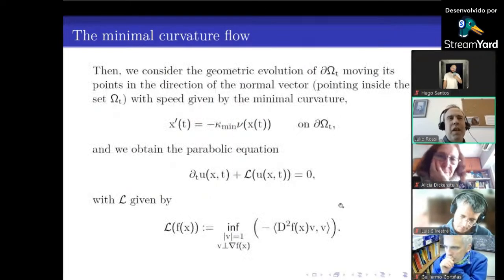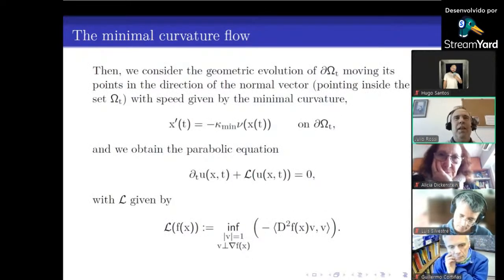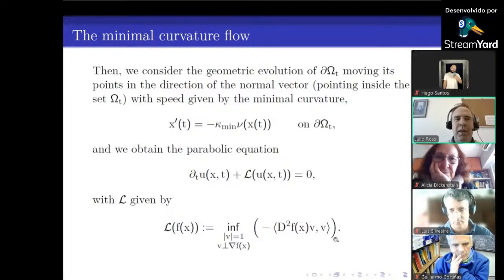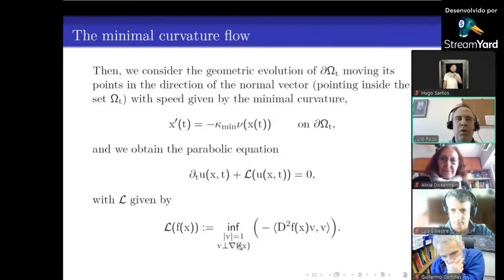Okay, so what is the equation that is satisfied by these level sets? If you move the points of your surface in the direction of the normal vector to your surface according to the minimal curvature, you end up making exactly the same computations as before, with this equation that says that the time derivative of u plus some operator L applied to u, and the operator L is given in this form, and it is exactly the infimum among all possible directions that are orthogonal to the gradient of u of the second derivative in that direction.